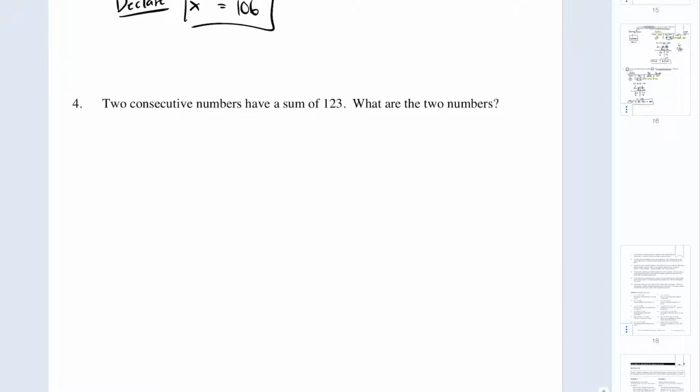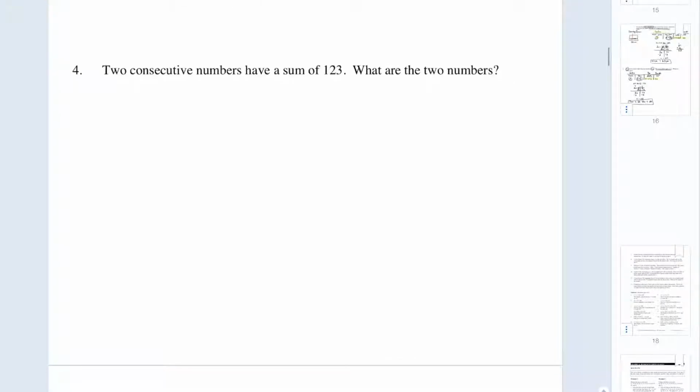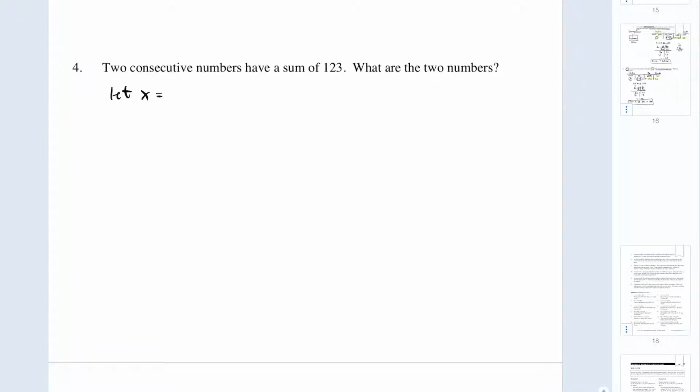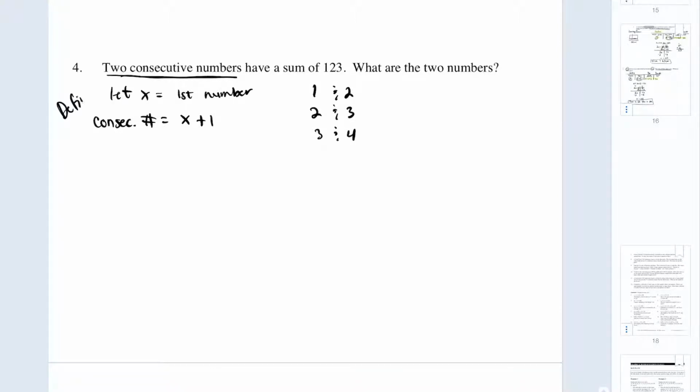So in my define section, I'm going to say let x equal the first number. Okay, and then consecutive numbers, like I said, in all of these examples, 1 and 2, 2 and 3, 3 and 4. Consecutive numbers are, the following number is always one more than the previous number, right? So the consecutive number is going to be equal to x plus 1. Okay, so that's how I'm going to represent my two consecutive numbers. I have x and then x plus 1. Okay, so this is again my define section.